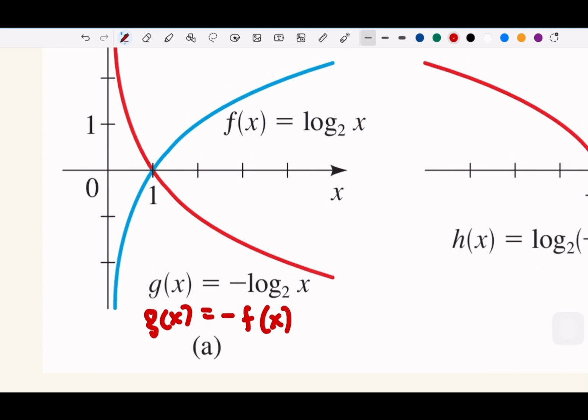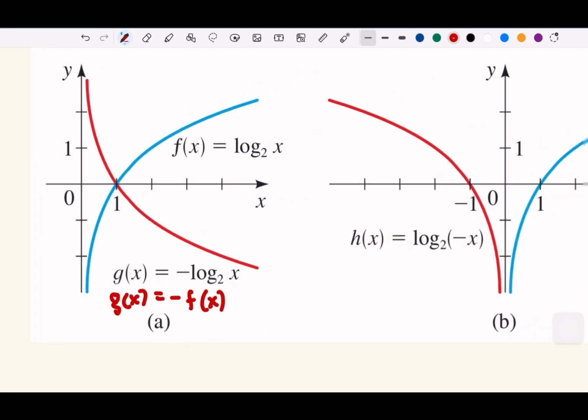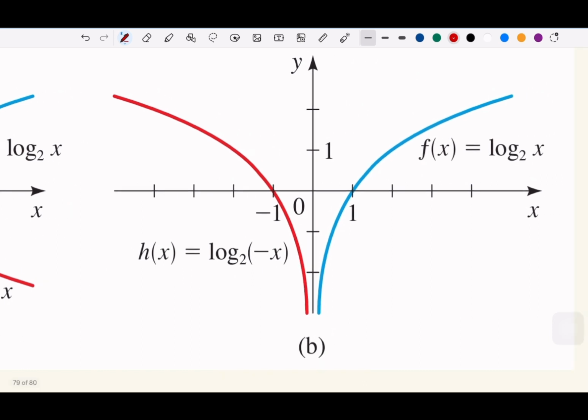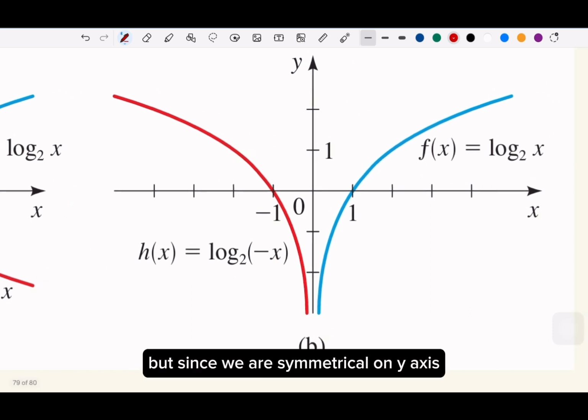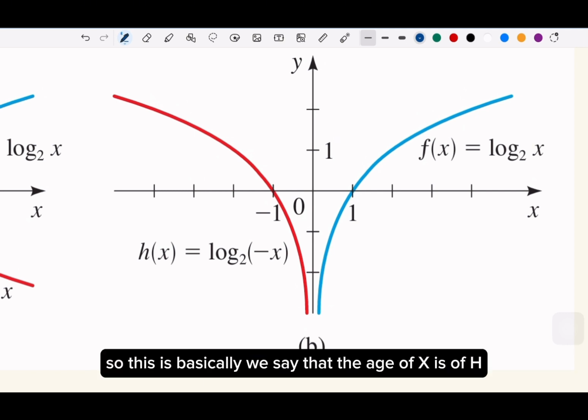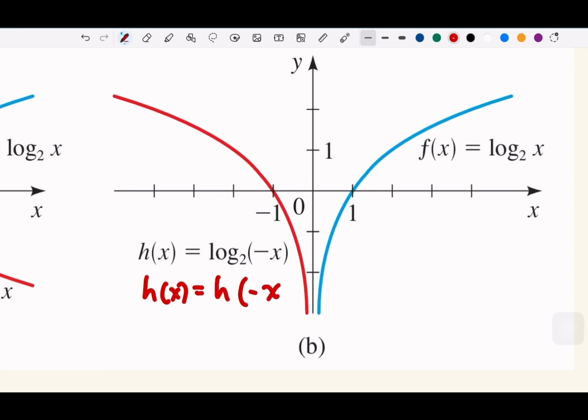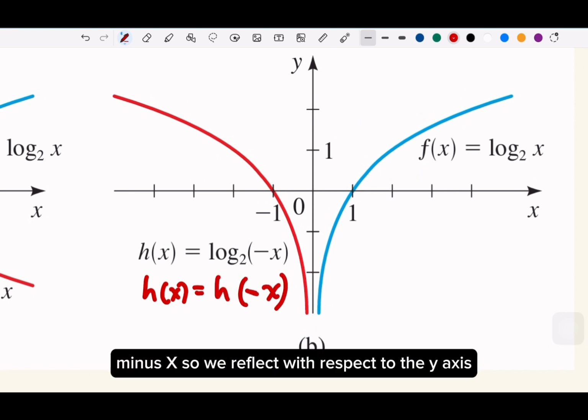I think it's easy to understand for this one. This is also similar, but since we are symmetrical on the y-axis, we say that h of x is f of minus x. So we reflect with respect to the y-axis.